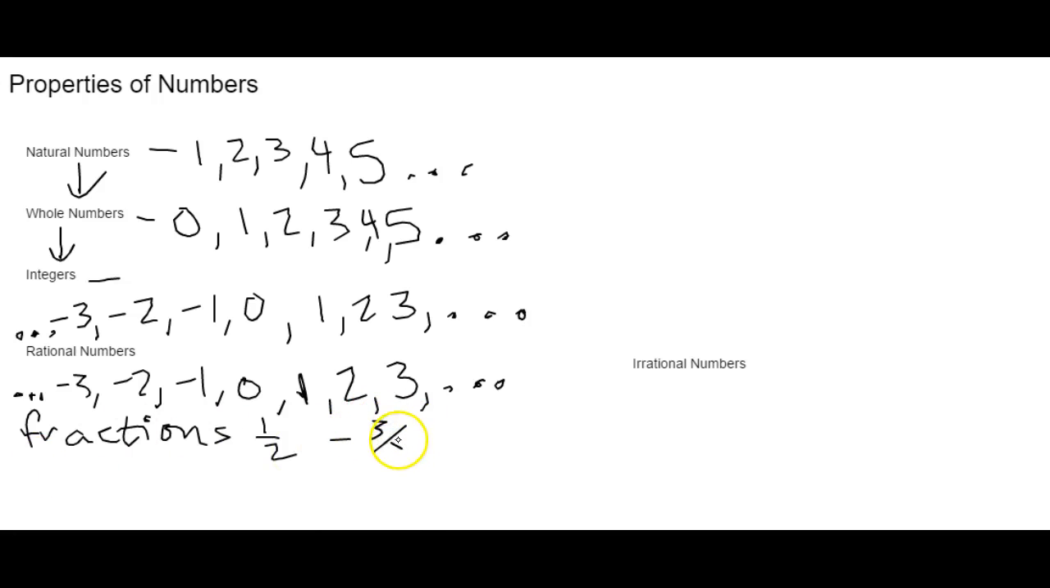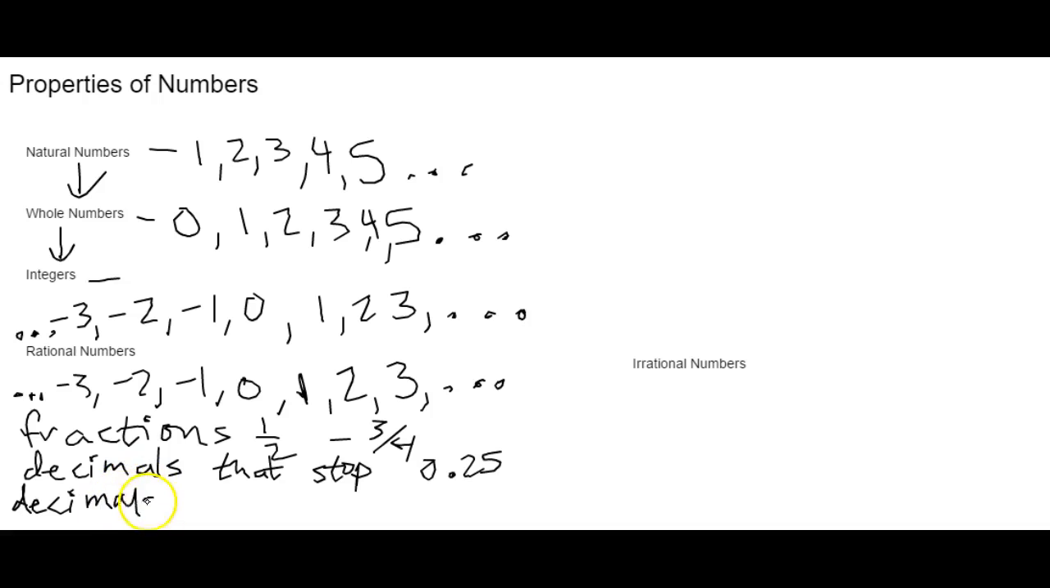You can write them as decimals that stop. So like 0.25, that is rational. And decimals that repeat. Like 0.333333, just going forever. So these numbers, the fractions, decimals that stop, and decimals that repeat, are only considered to be rational.